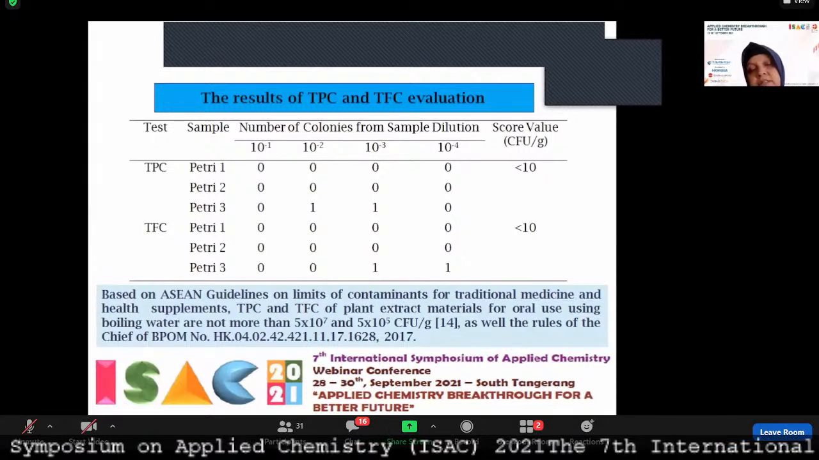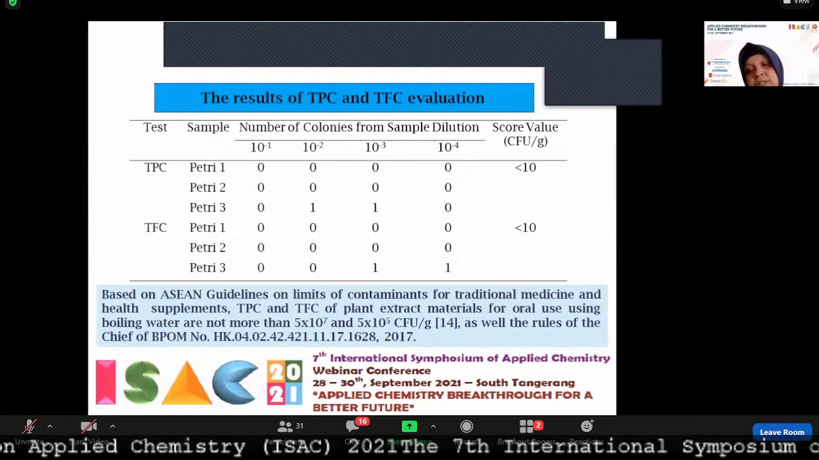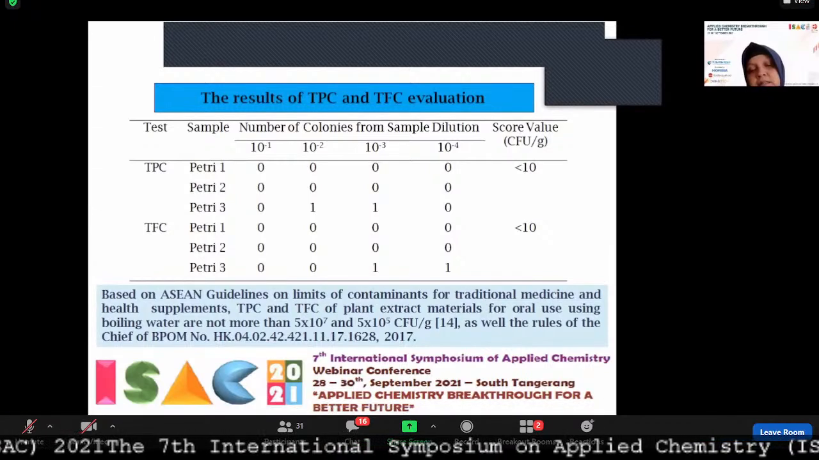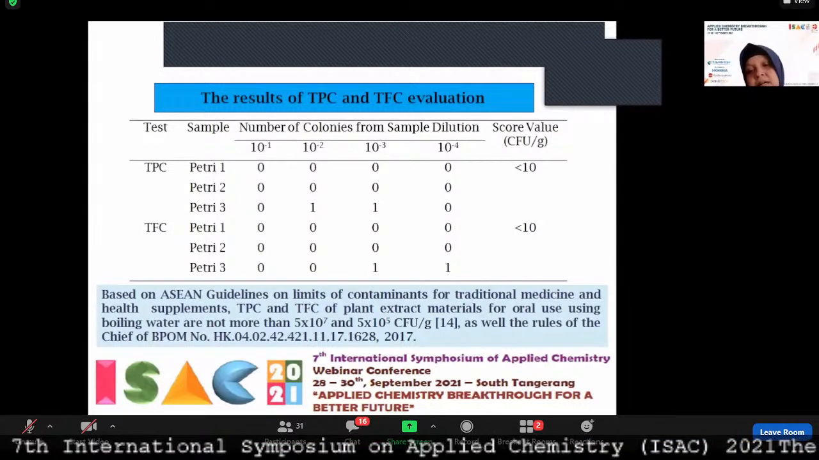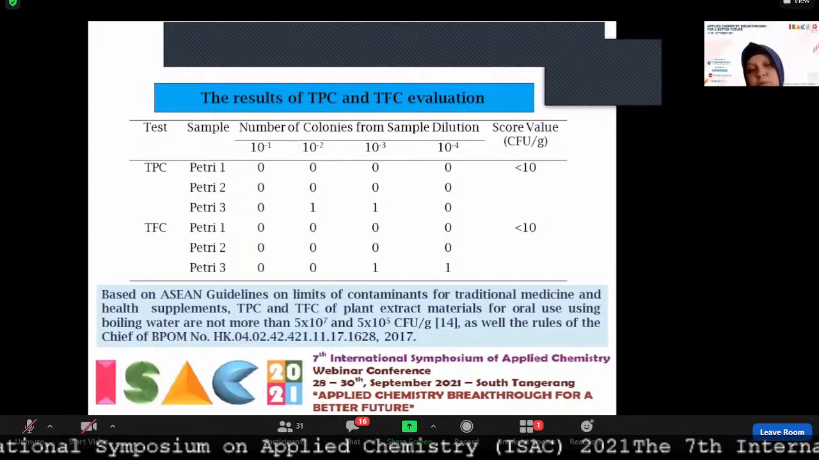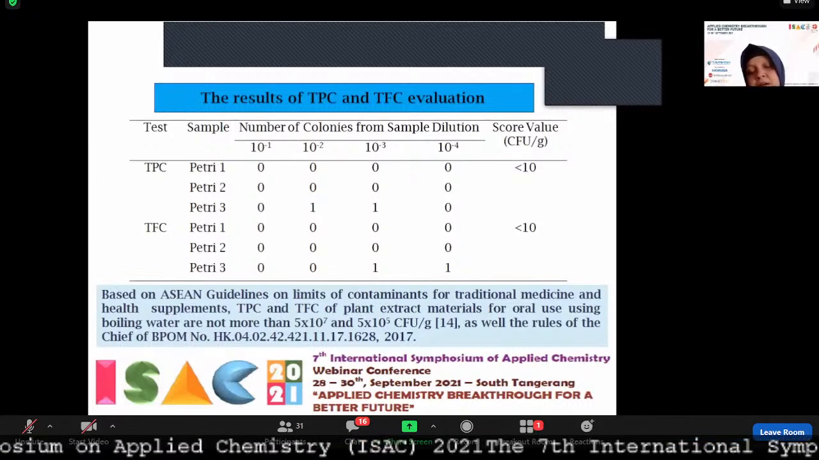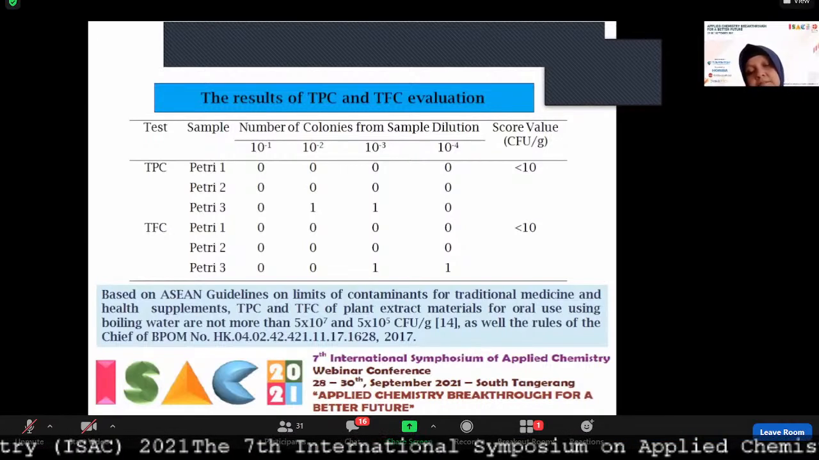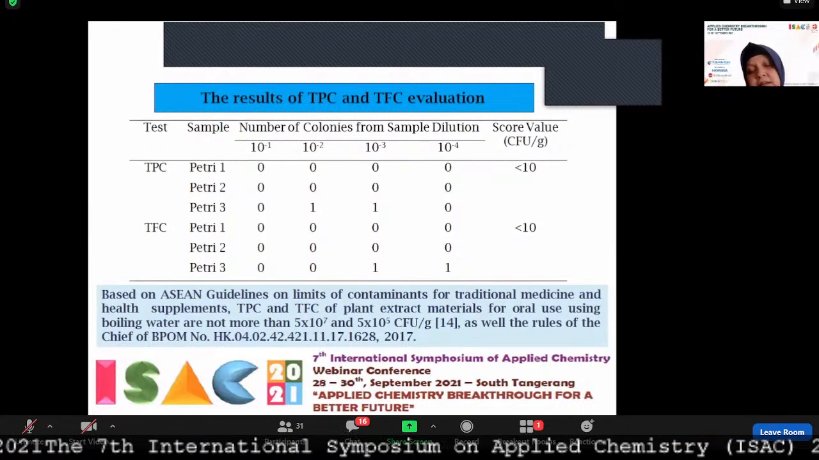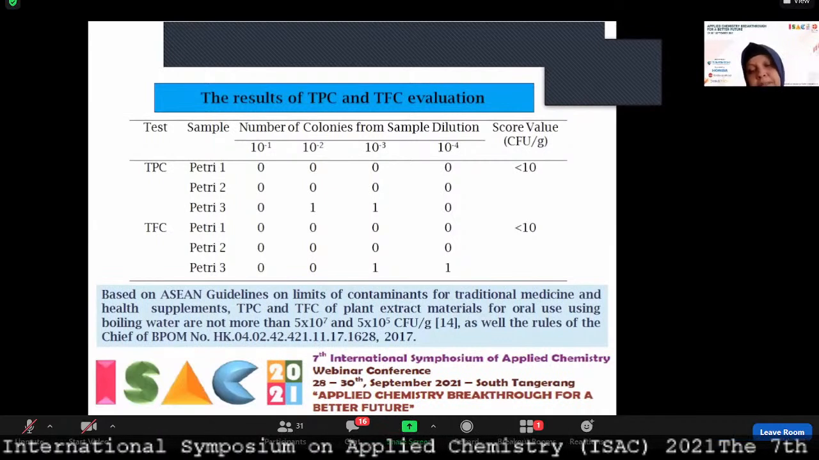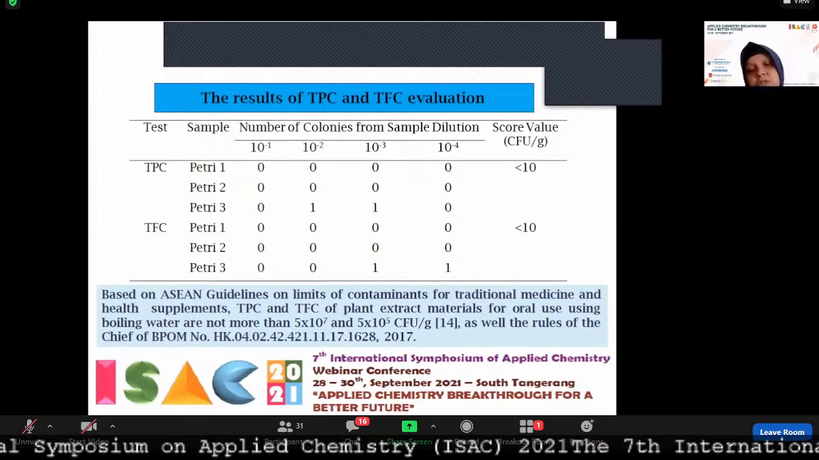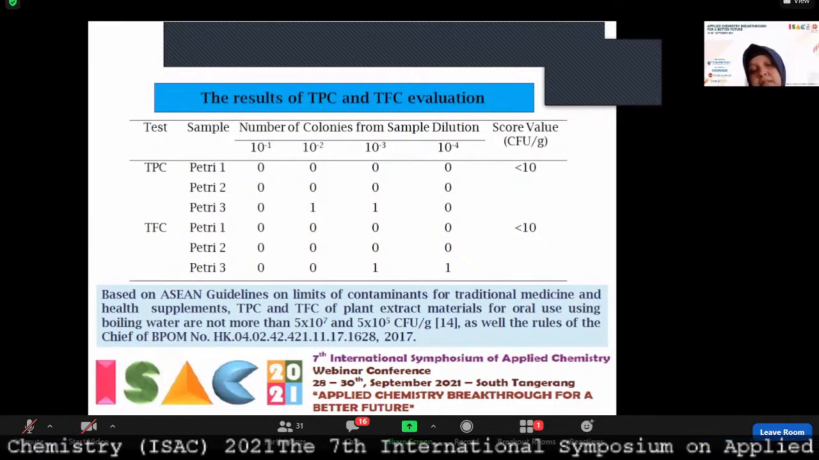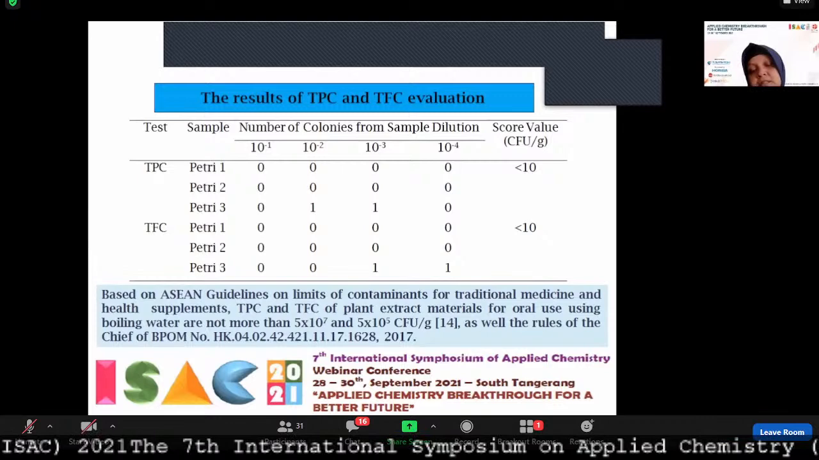So based on the ASEAN guidelines on limits of contaminants for traditional medicine and health supplements, the standard TPC and TFC of plant extract materials for oral use using boiling water are not more than 5 times 100 million colony forming units per gram. As well as the rules of the BPOM number present in the slide, 2017.